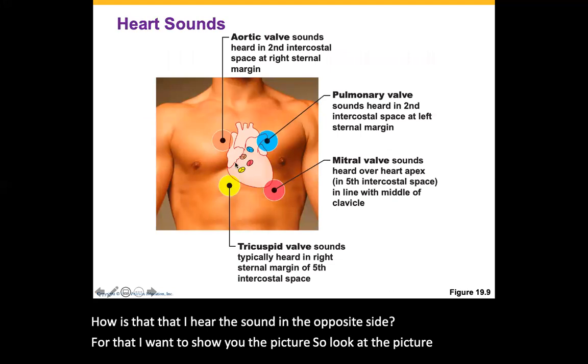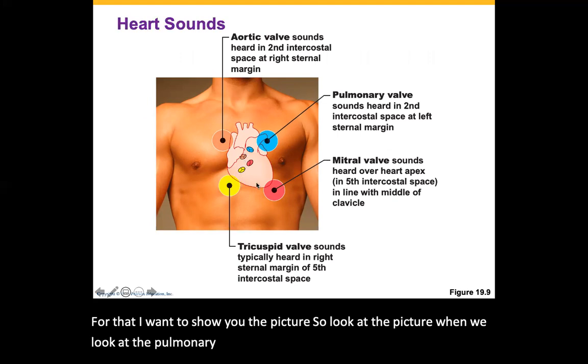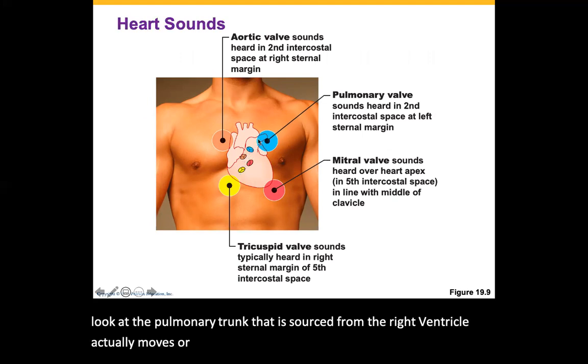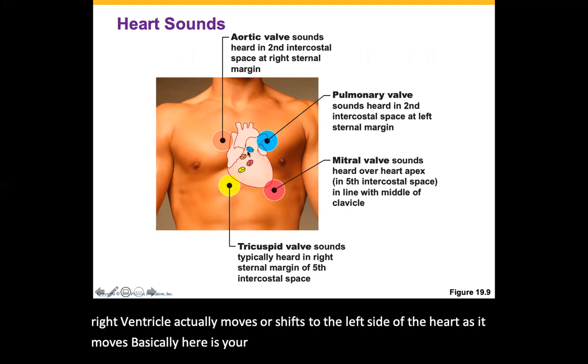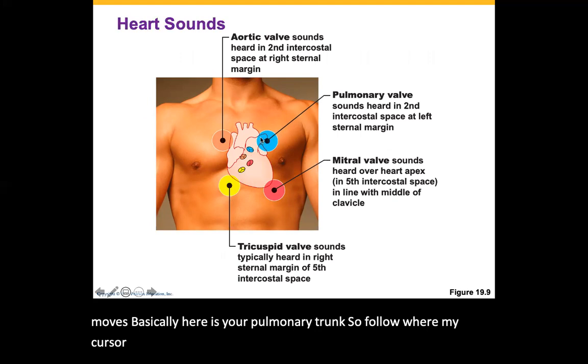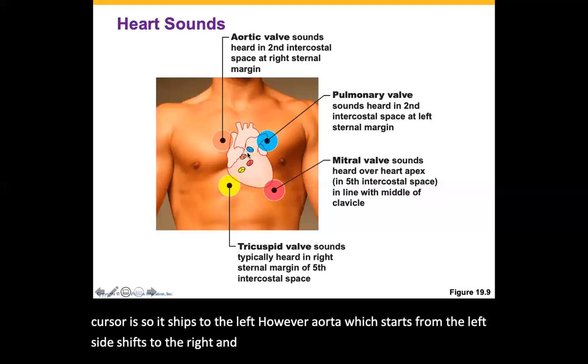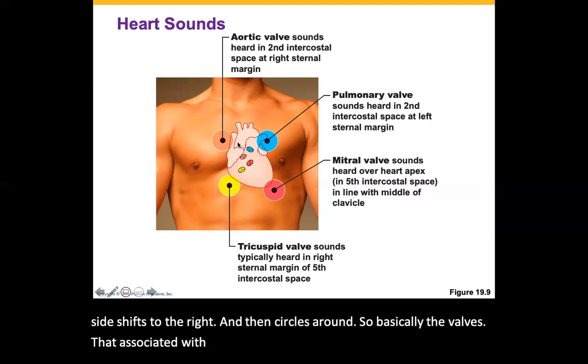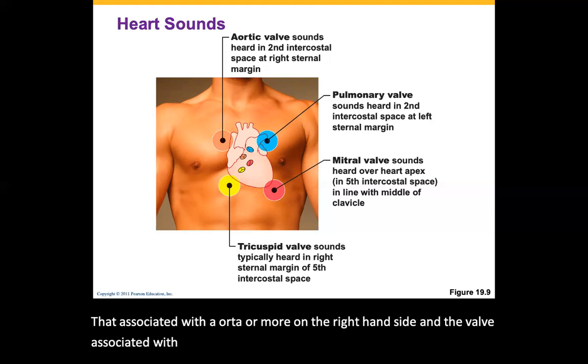The pulmonary trunk that starts from the right ventricle actually shifts to the left side of the heart as it moves. Here is your pulmonary trunk, so follow where my cursor is. So it shifts to the left. However, the aorta, which starts from the left side, shifts to the right and then circles around. So basically, the valve associated with the aorta is more on the right-hand side, and the valve associated with the pulmonary trunk is on the left side of the heart.